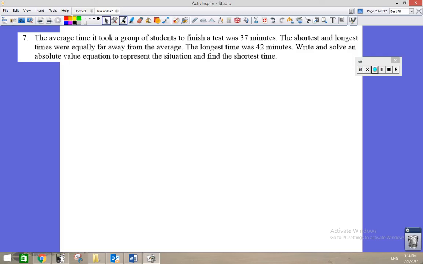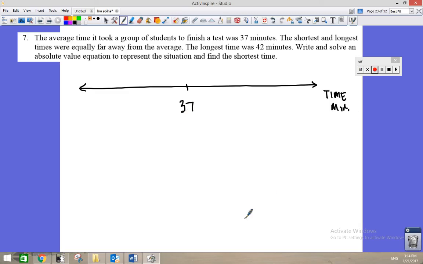This is very similar to the last problem. So we have an average, and instead of percents, this is representing time in minutes, an average time. So if 37 is here in the middle, we have a minimum and a maximum, and these are equal distances away, so 37 is in the center. The longest was 42. Write and solve an absolute value equation to represent this situation and find the shortest time.